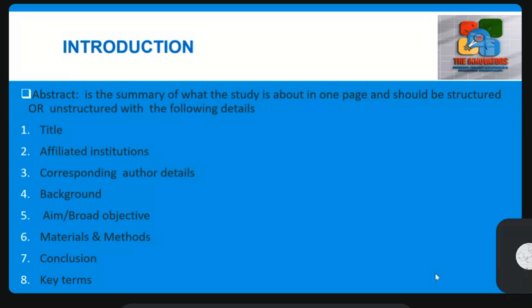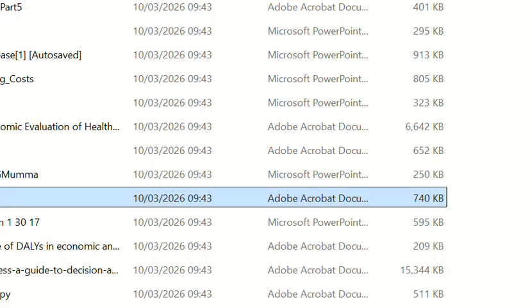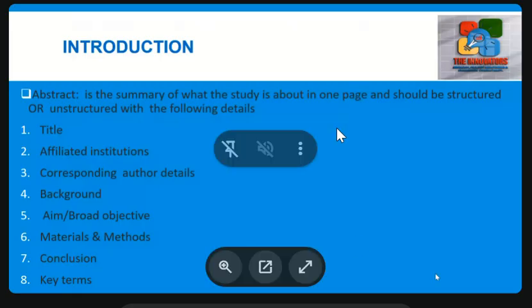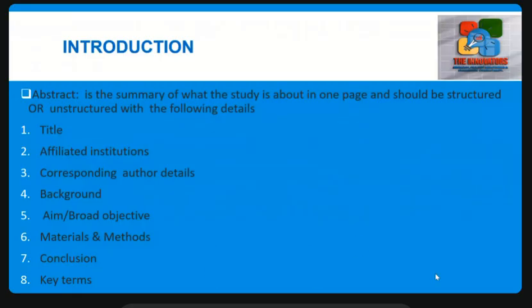Abstract is a summary of what the study is about, and it is normally written in one page and may be structured or unstructured depending on the journal guidelines. But always or normally, the abstract has 8 parts, which include the title, affiliated institution, corresponding details, corresponding other details, background or introduction, aim or objective, material and method, conclusion, as well as the key terms.